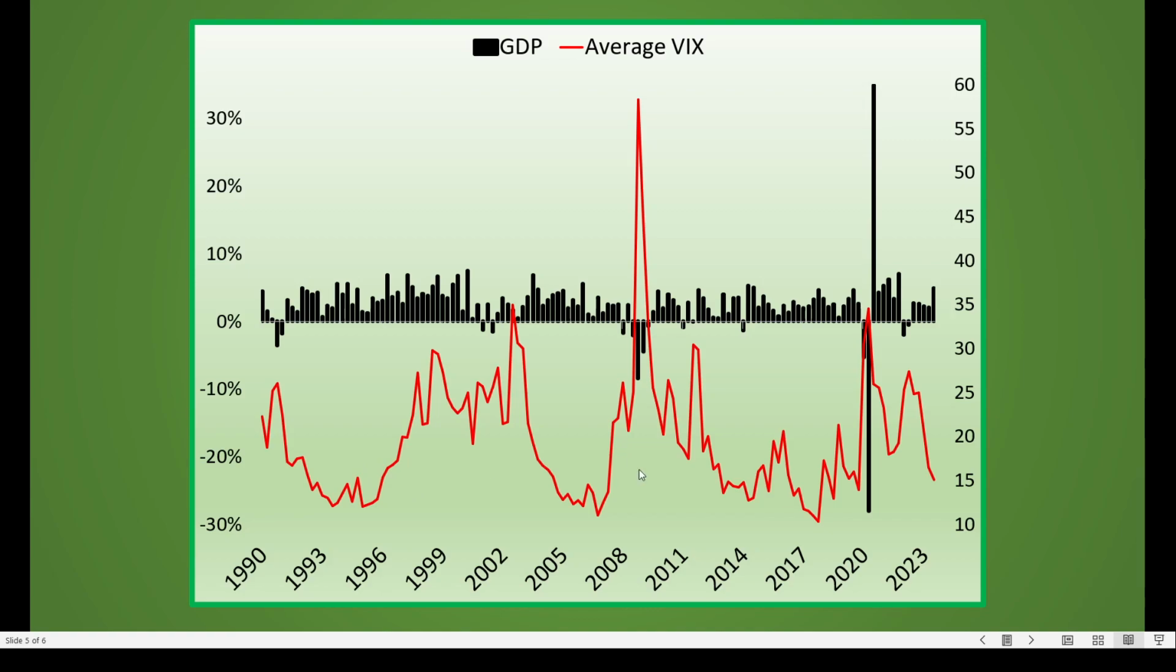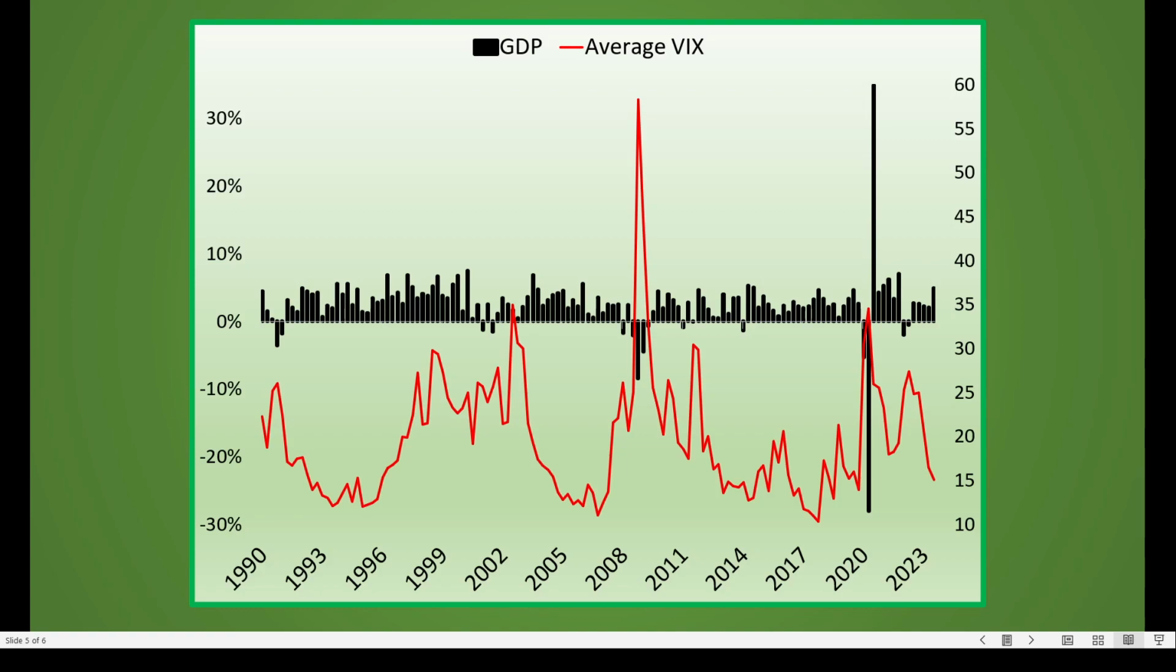Now, conversely, we see obviously the 2008 stock market crash, the financial crisis. The VIX was at a level of 60. And at the same period of time, the GDP was in negative territory, around negative 10%. We saw an even bigger divergence between the two in the COVID crisis, where we saw a VIX, now that's the average VIX, that registers a little bit above 35.